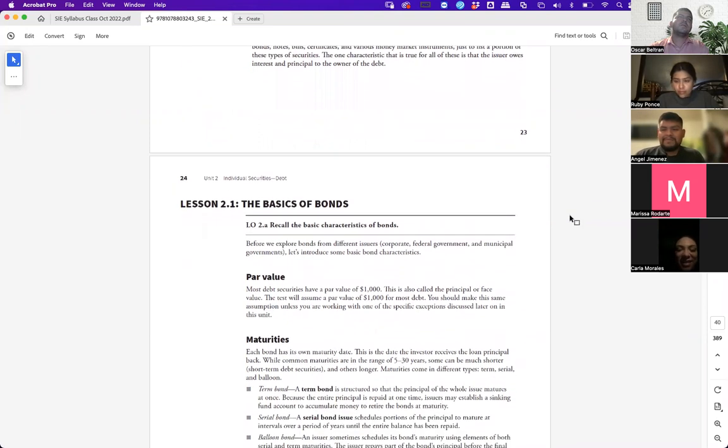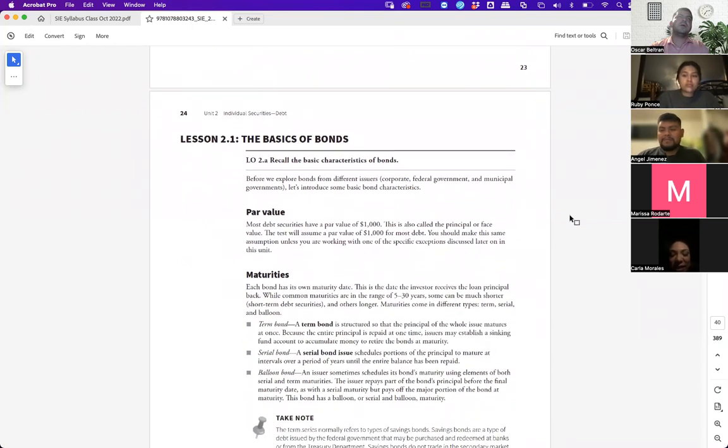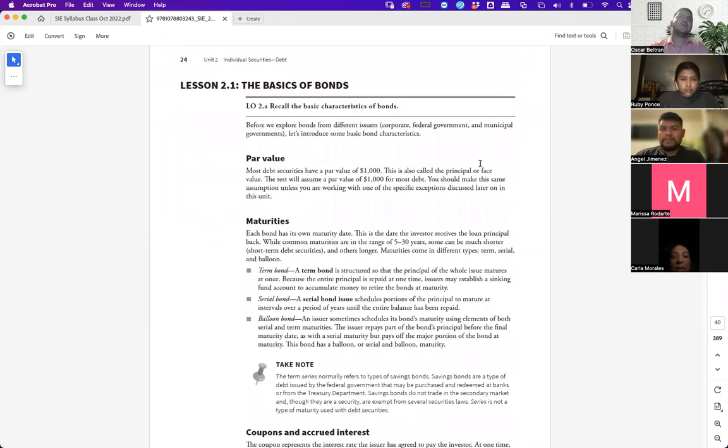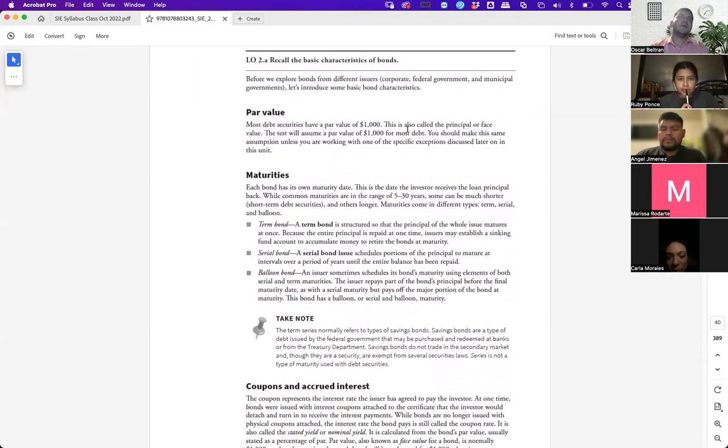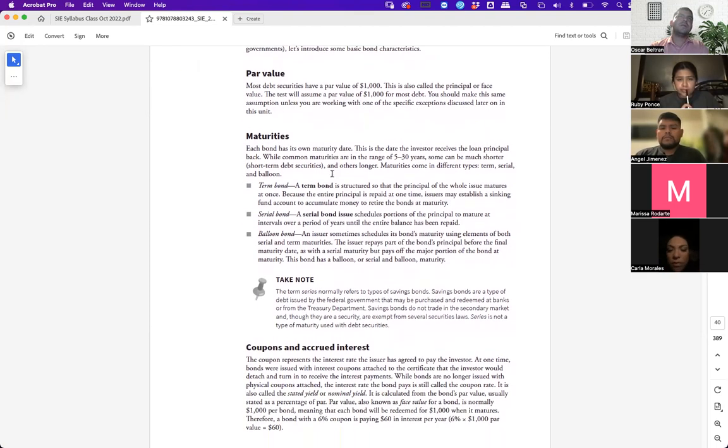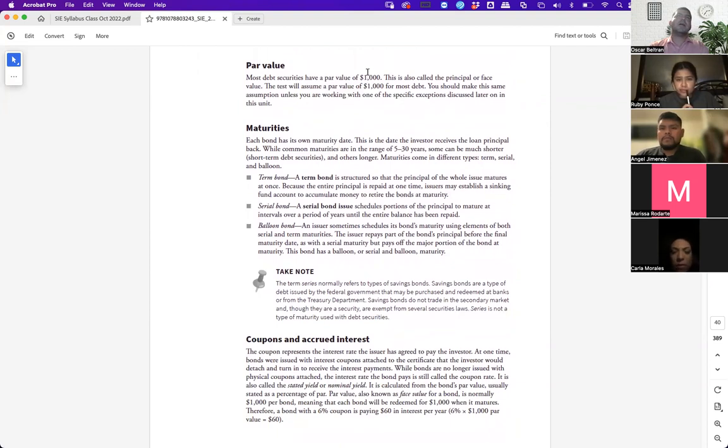All right, perfect. So this right here is the basics of bonds. All right, so there's different issuers. It could be corporate, could be federal, could be government, municipal governments. Okay, and the par value is always going to be expressed as $1,000. So par value is always going to start at $1,000. If it's above a certain amount, you're going to learn later in the book that it's sold at a premium. If it's less than $1,000, it's going to be sold at a discount.